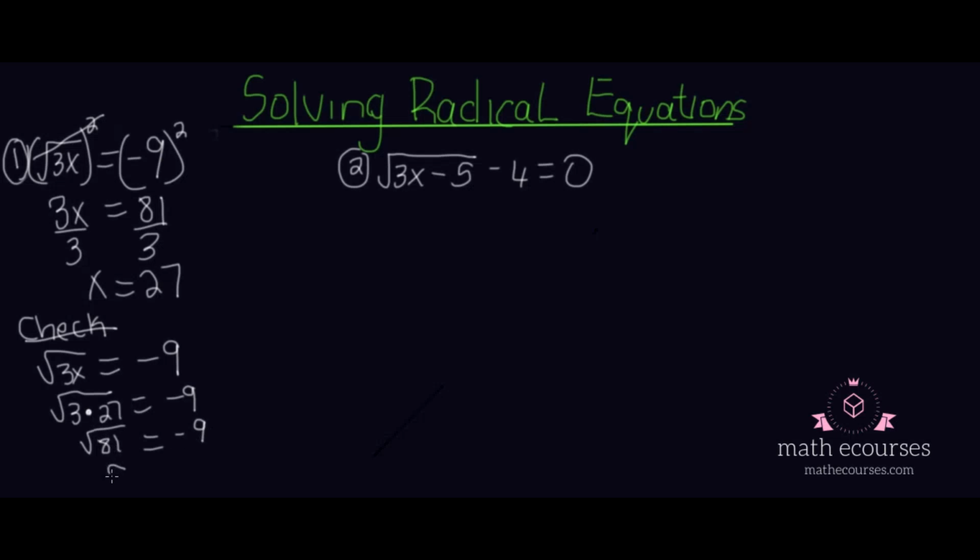Square root of 81 is 9, which does not equal negative 9. These are not the same thing. Therefore, I cannot use this solution. If I had another one to plug in, I would have plugged it in, but I don't. So my answer here will be no solution.